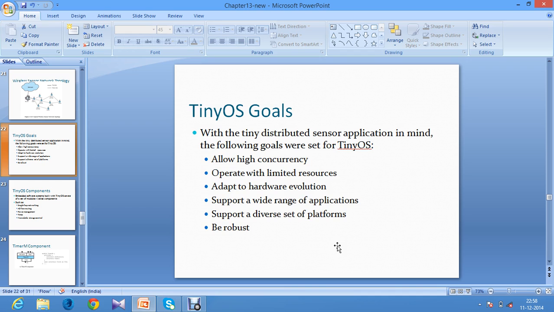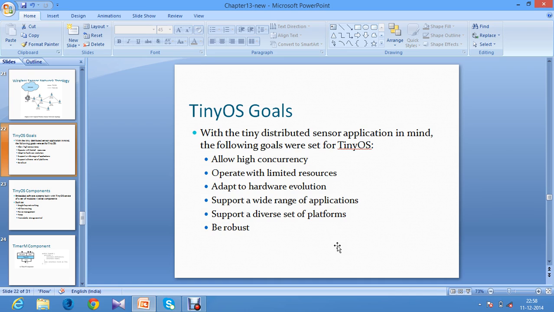Adapt to hardware evolution. Hardware is in constant evolution. Applications and most system services must be portable across hardware generations. It should be possible to upgrade the hardware with little or no software change if the functionality is the same.